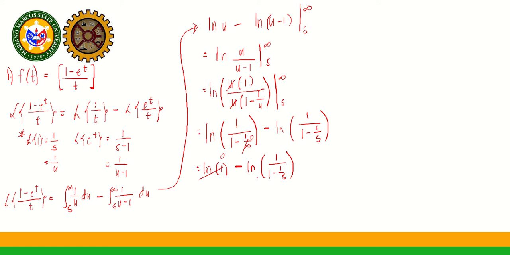And then, i-simplify pa natin. This will be equal to negative ln of 1 over, kunin natin yung LCD, that will be equal to s minus 1.